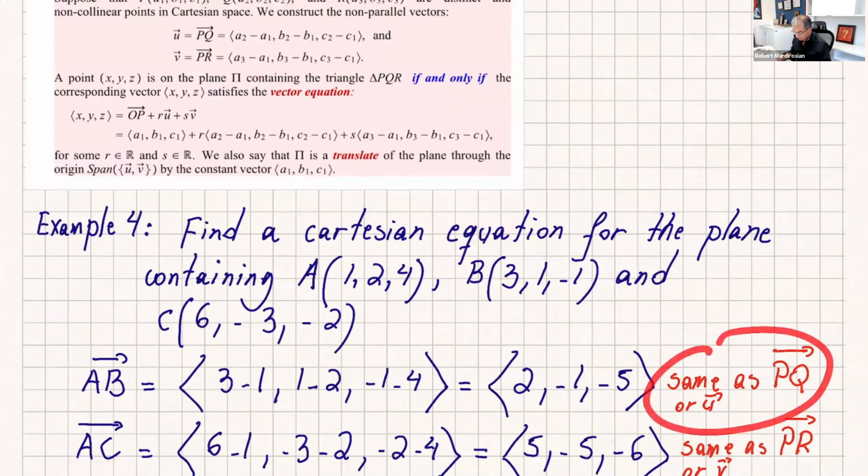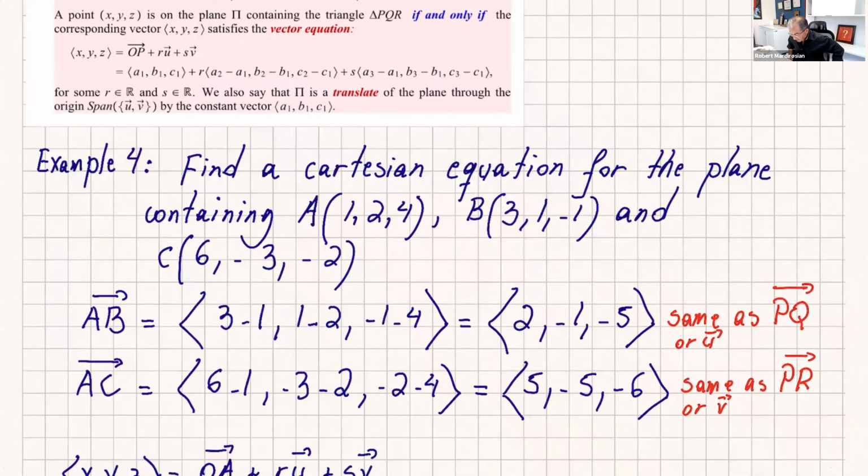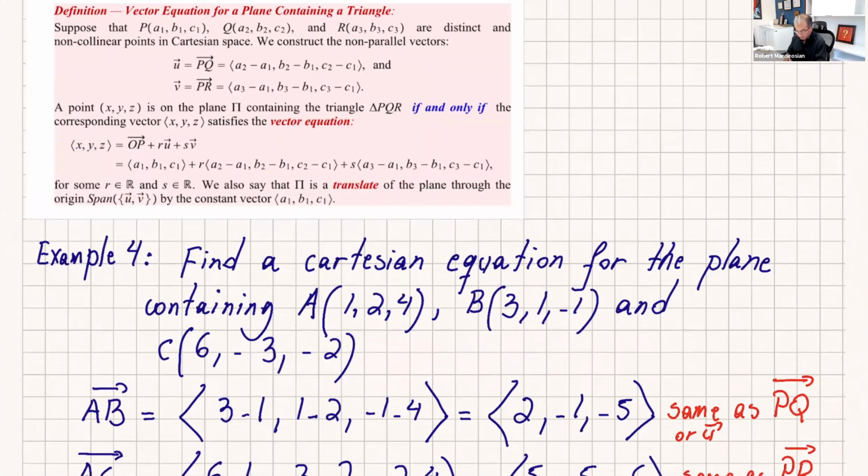And I wrote it here. So it's just different notation. Instead of PQR, the problem uses ABC. So then once you find the components, it says a point X, Y, Z on the plane. This is the notation for the plane. Please learn that. Also containing the triangle PQR if and only if the corresponding vector XYZ satisfies the vector equation that we have here.